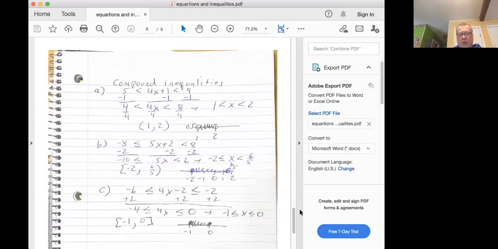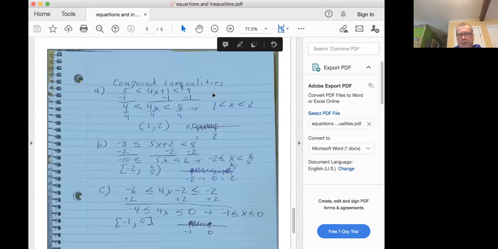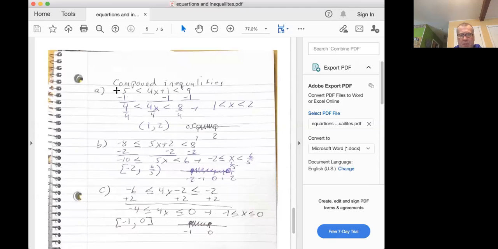Now for some compound inequalities, so think about this. If you covered up this 9, let's suppose that 9 wasn't there, okay? And we just had 5 is less than 4x plus 1. You would subtract 1 from both sides. Now, if we covered up the 5, let's suppose that 5's not there. Okay? We'd still subtract 1 from both sides.